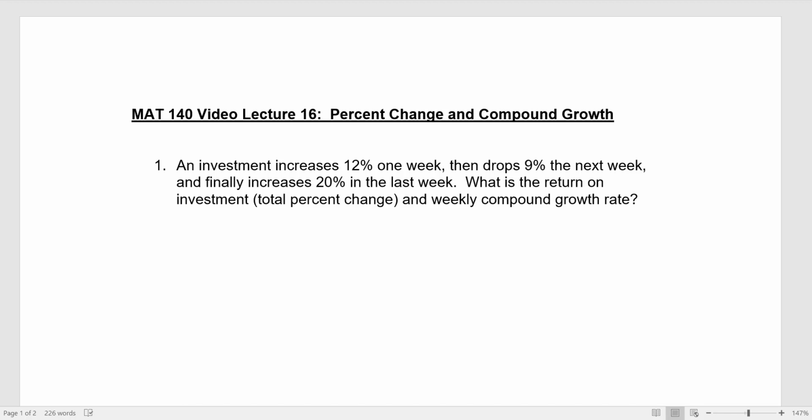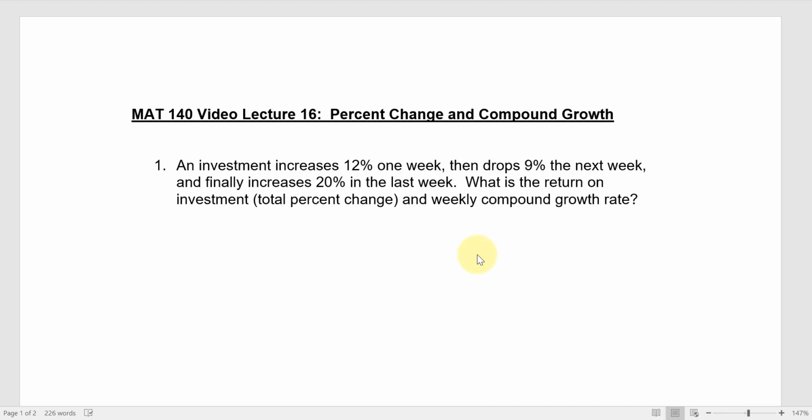This is the Math 140 lecture number 16 on percent change and compound growth. The first example says an investment increases 12% one week, then drops 9% the next week, and finally increases 20% in the last week. What is the return on investment, which is the same as finding the total percent change, and what is the weekly compound growth rate?